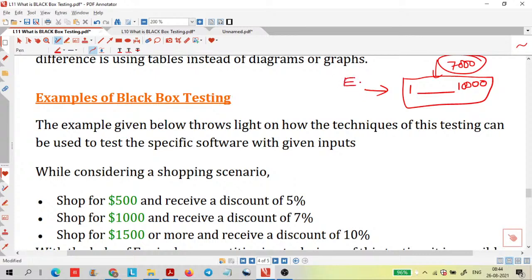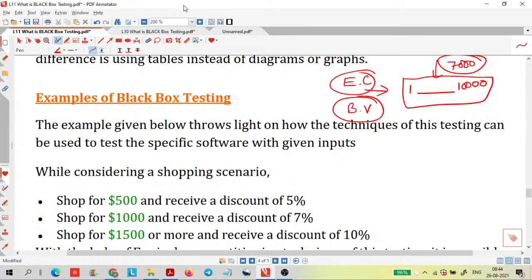ये कौन सा हो गया? इक्विवेलेंस क्लास पार्टीशनिंग हो गया. उसके बाद आपको जाना पड़ता है बाउंड्री वैल्यू एनालिसिस. Okay, and it also depends upon your testing constraint and the time. With respect to that, you need to plan.